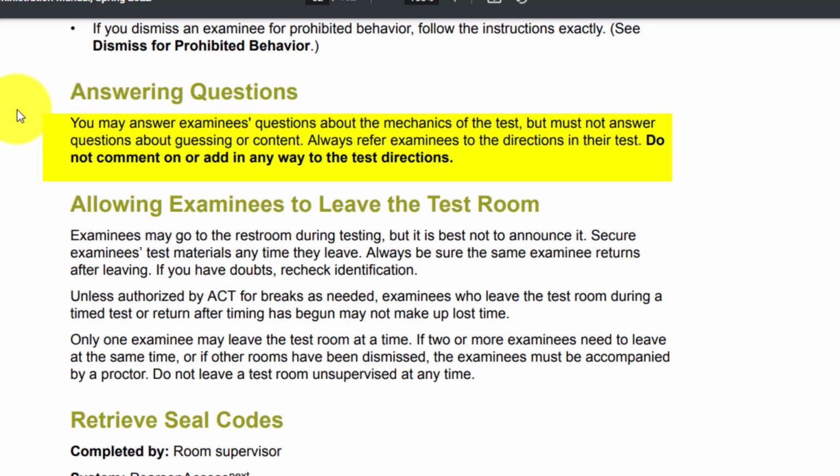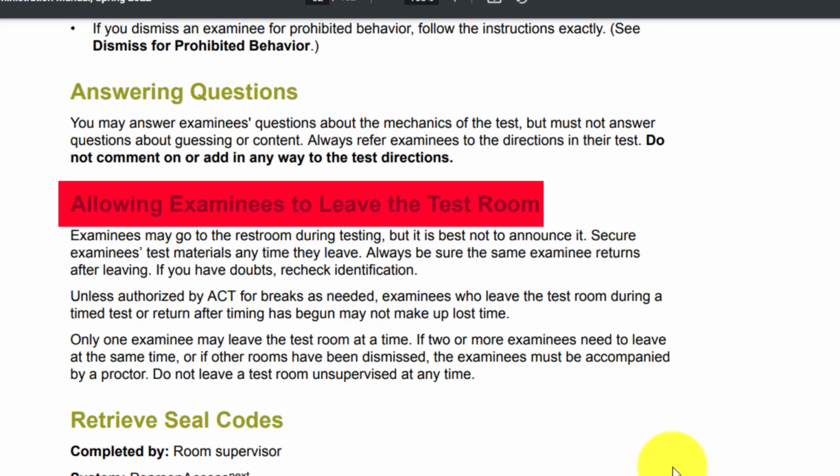Then there's a little part on answering questions. You may answer examinees' questions about the mechanics of the test, but must not answer questions about guessing or content. Always refer examinees to the directions in their test. Do not comment on or add in any way to the test directions. Allowing examinees to leave the test room.